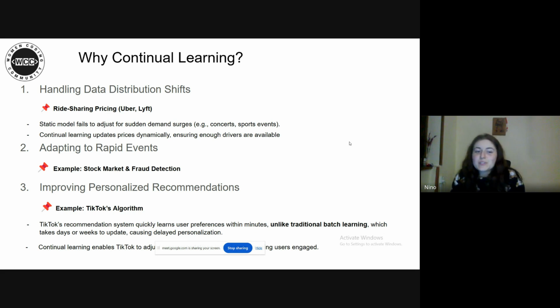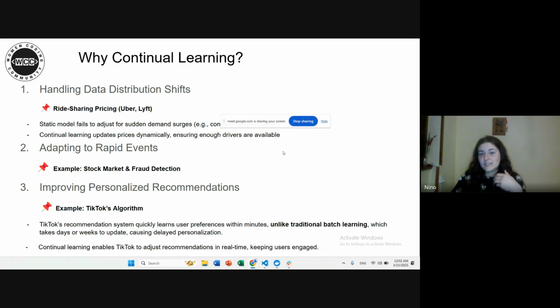And the third one is about improving personalized recommendations. In this, I think the TikTok algorithm shines. For instance, if you have a cat and you go on TikTok and scroll cat videos, but after several days you are interested in dogs and you watch them, the next day it will dynamically update. It will learn your preferences within minutes, and it will be really fast, unlike traditional batch learning, which takes days, weeks, or even months to update. And so you suffer with delayed personalization if you are a user of it.